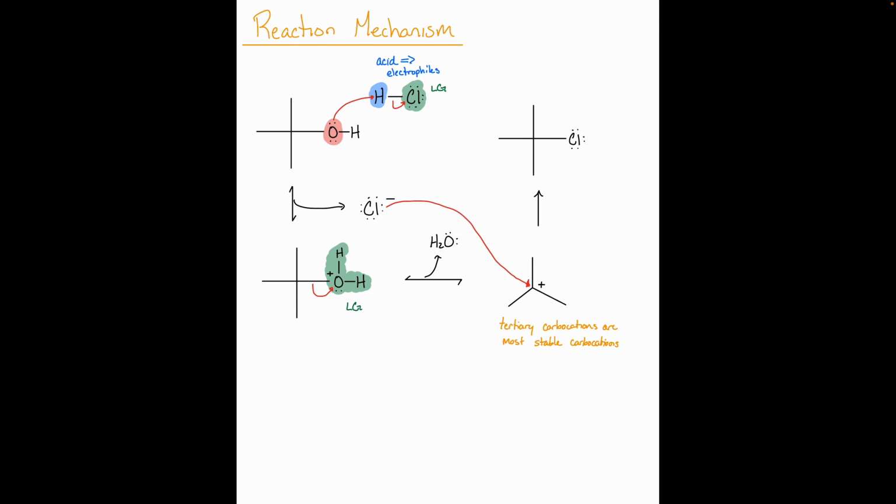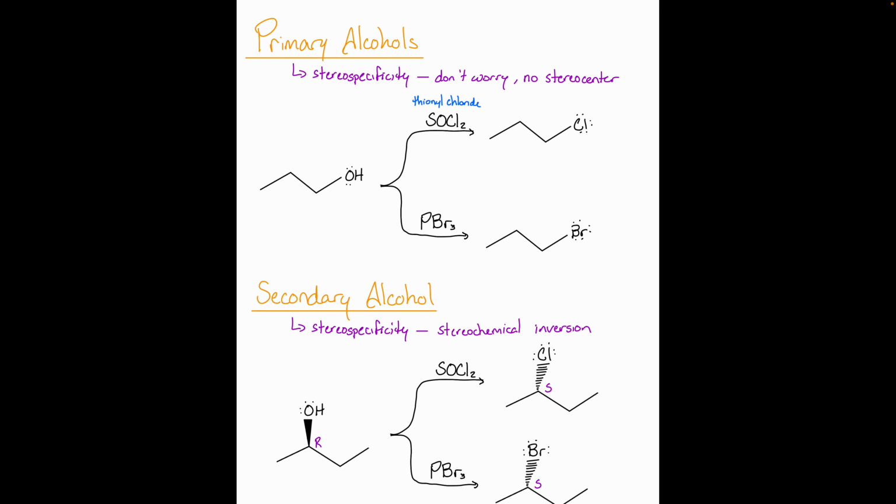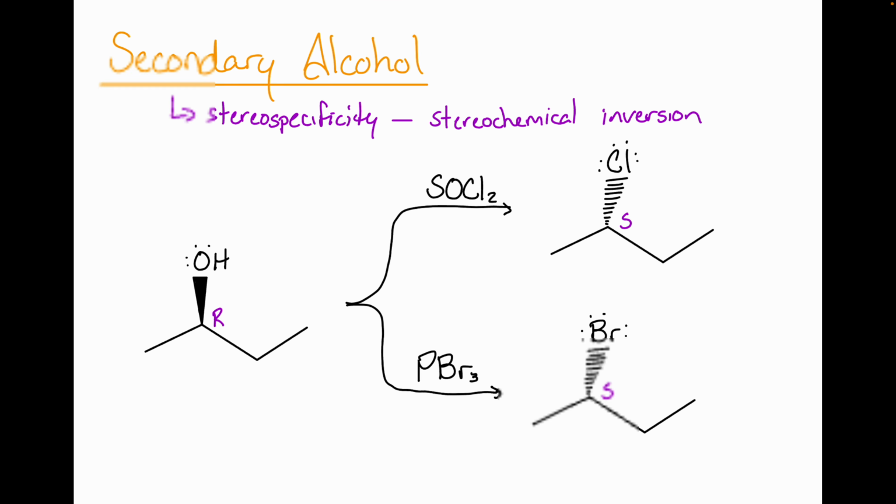For primary alcohols, we're not worried about it because we don't have any stereocenters. But for secondary alcohols, we do have to be mindful of this potential for that stereochemical inversion, where if we start with a stereospecific secondary alcohol, we're going to get a stereospecific product, specifically with that inverted stereochemistry. Cool? Cool. All right, we got one more to go here.